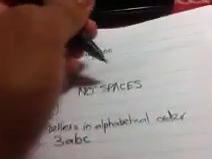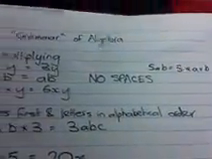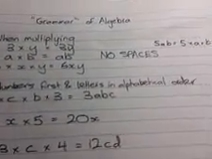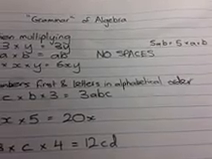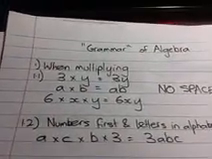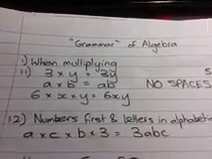So if someone presents you something like 5ab, then you know that that's equal to 5 times a times b. Next one is numbers first and letters in alphabetical order. Here we have a times c times b times 3.